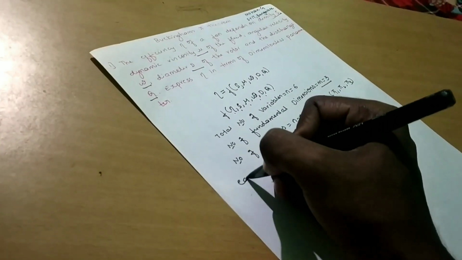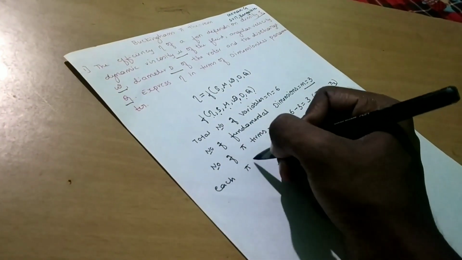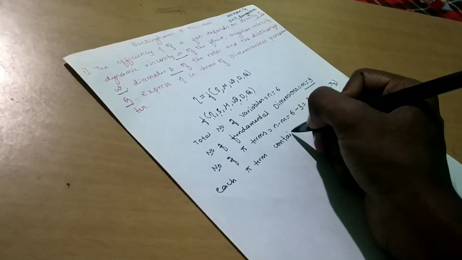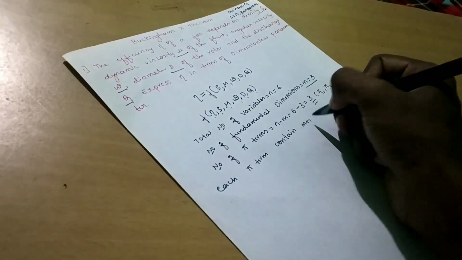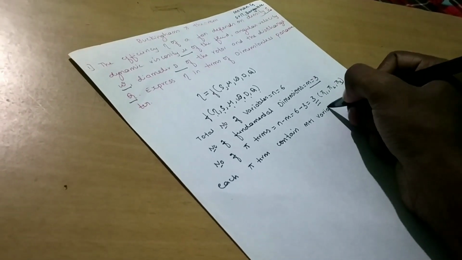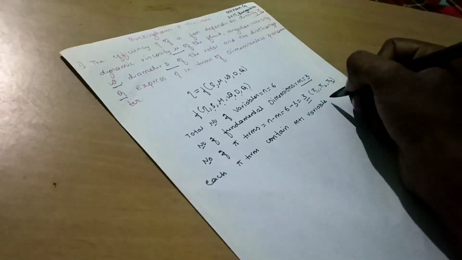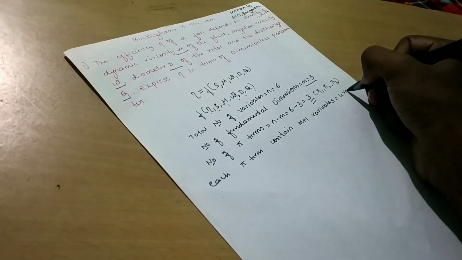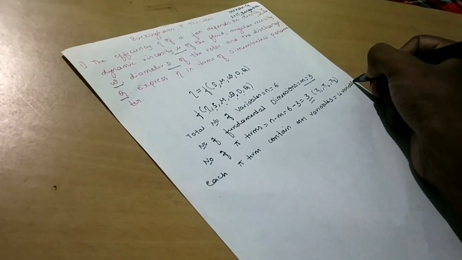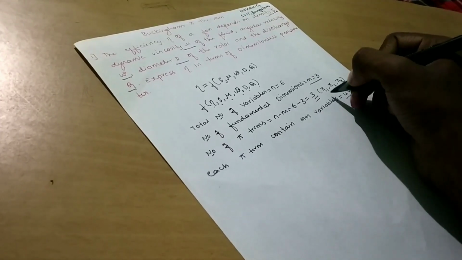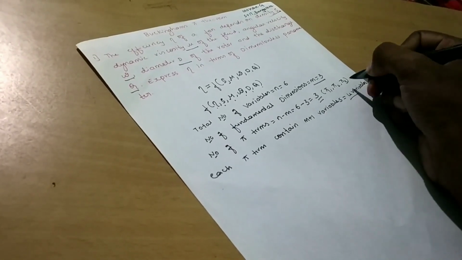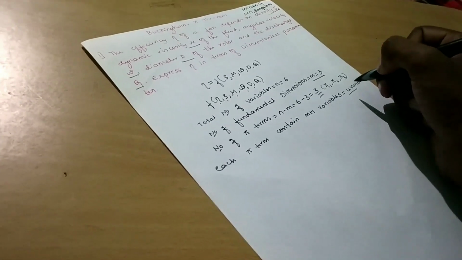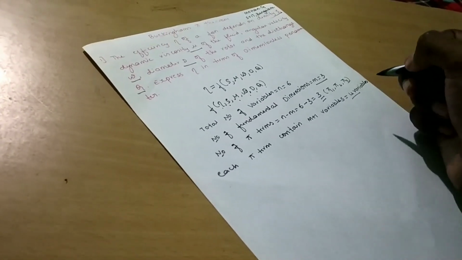Next, each pi term contains m plus 1 variables. The m value is 3. 3 plus 1 is 4 variables. We will have 3 pi terms: pi 1, pi 2, and pi 3, and each pi term contains 4 variables. Now we have to choose repeating variables.